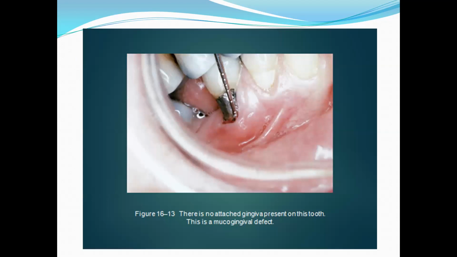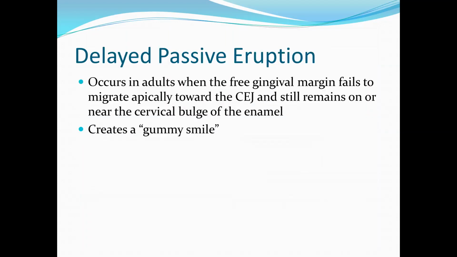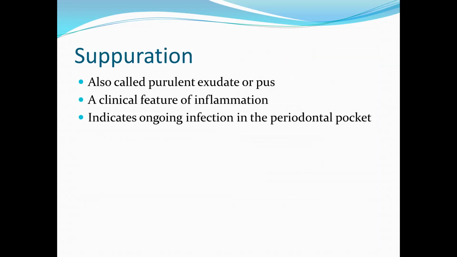And remember that picture that was on your oral anatomy lab practicum. Delayed passive eruption. Those are the patients that have the gummy smile. The CEJ is still buried underneath the gum tissue, and the cervical bulge is not exposed, right? So they might need a gingivectomy for that.